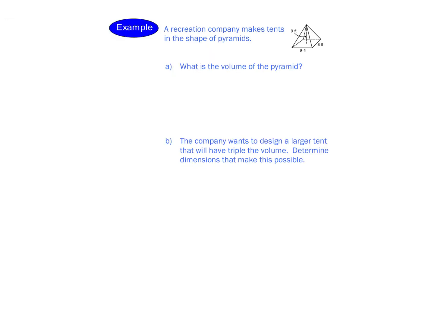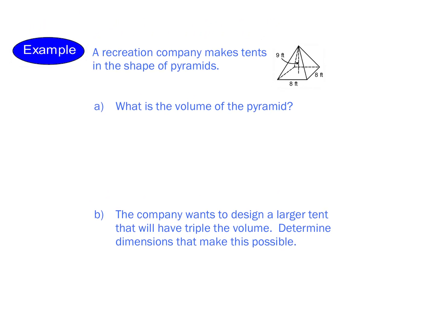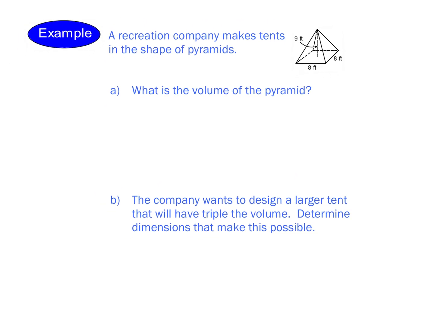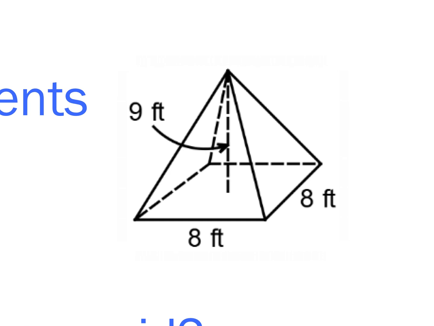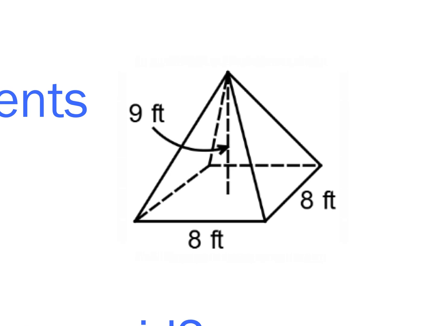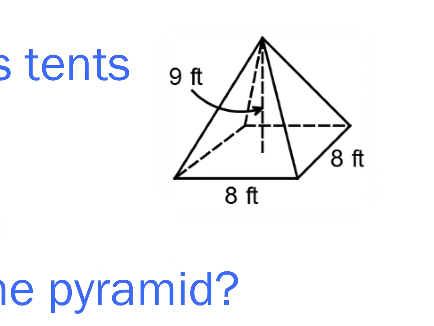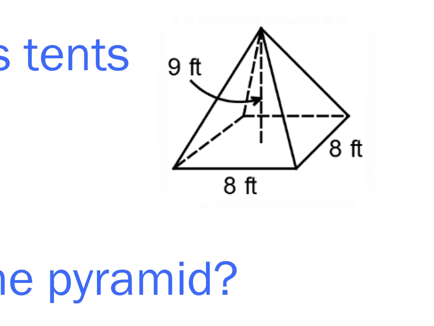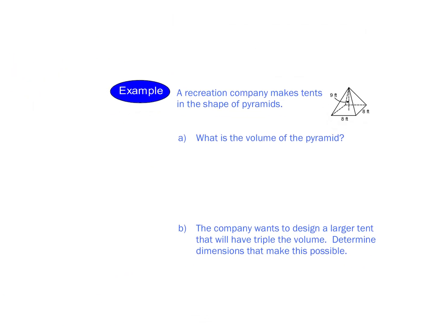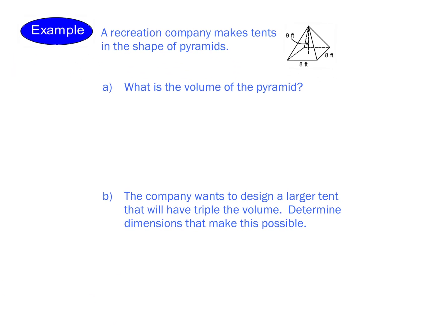And here we see that we've got a pyramid. All right. Ooh, I love this question. This is a great question. A recreation company makes tents in the shape of pyramids. Here's our pyramid. So it's an 8 by 8 square bottom. It doesn't say it has to be a square bottom, does it? No, it doesn't say it has to be a square bottom. And the height's 9. Cool. What's the volume of the pyramid?